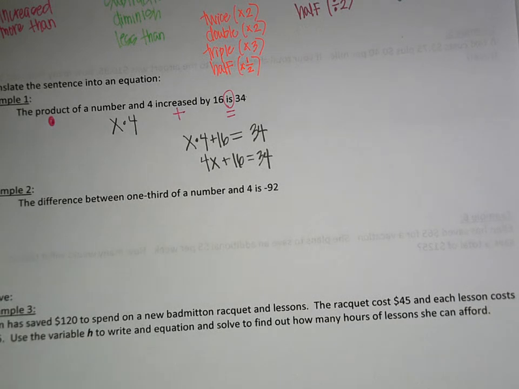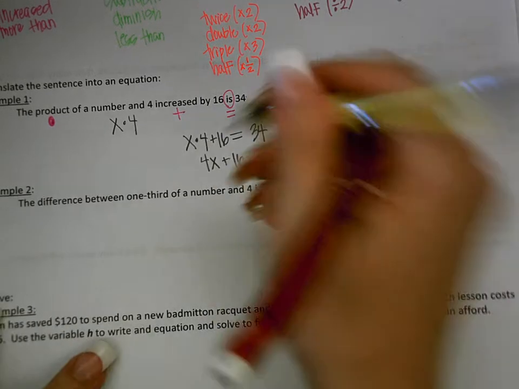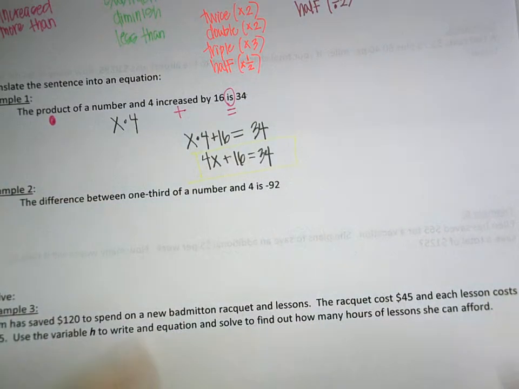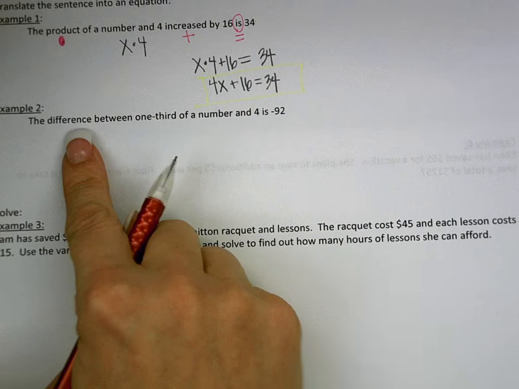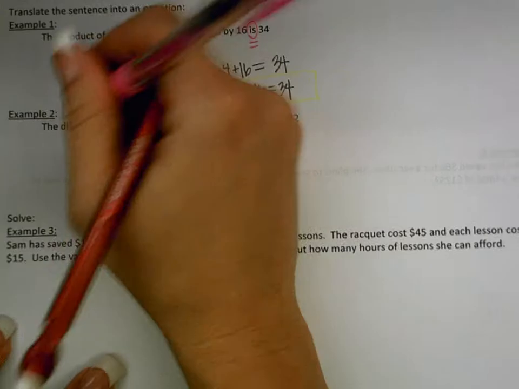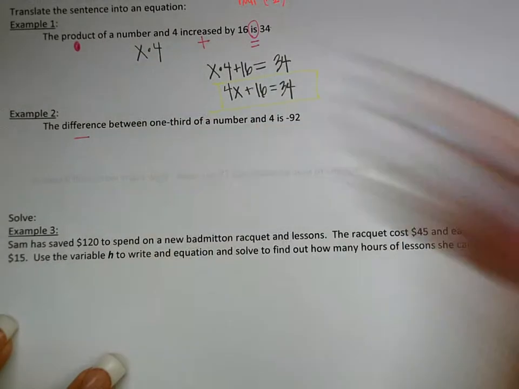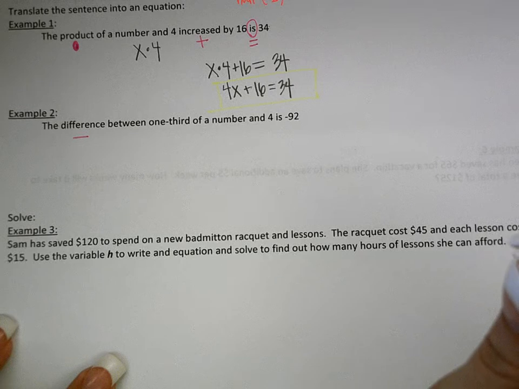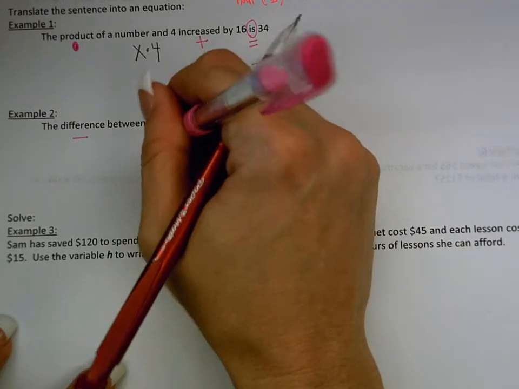Sometimes we're going to ask you to translate and solve. This one, I just want translate. That's it. Okay, next one. The difference. So what does difference mean? Subtract. Difference between 1/3. So if it says 1/3, what am I going to do with the 1/3? Add, subtract, multiply, or divide? Multiply. 1/3 means multiply.